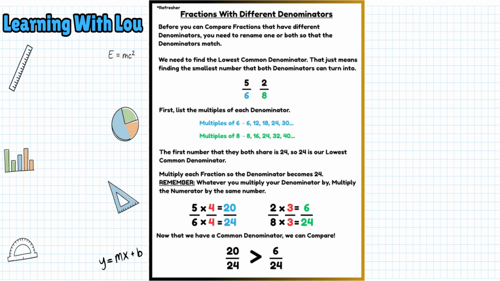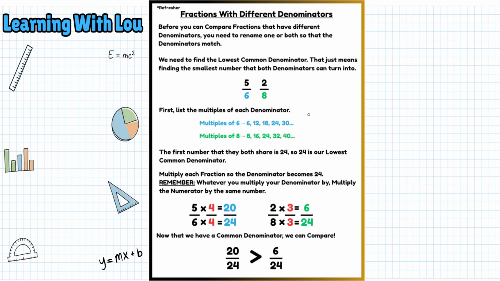If you ever find yourself in a situation where you have to compare fractions that don't have like numerators or like denominators, don't worry, there's still something you could do to compare them. What you want to do for this is make your denominators the same. That way you can just compare your numerators. And if you're not sure how to make your denominators the same, I have the steps right here.